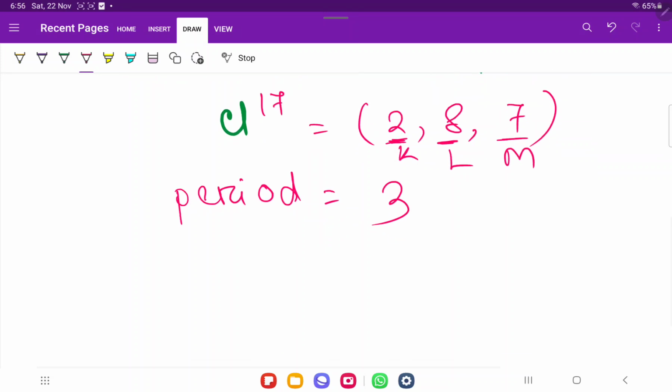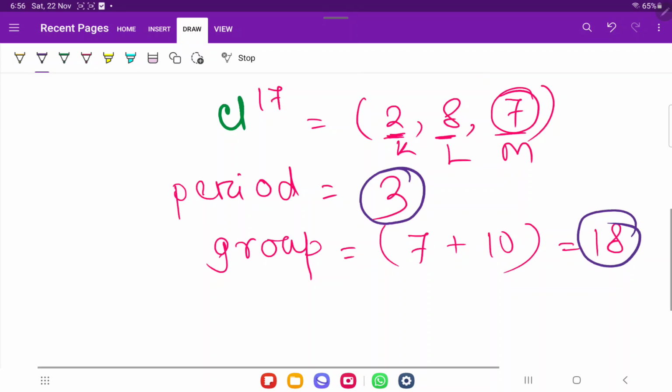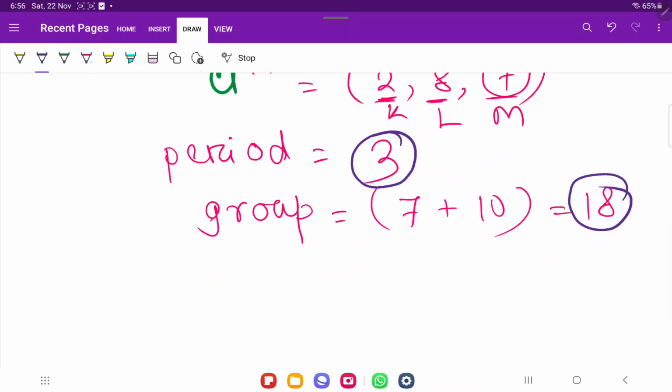Now we want to see in which group it is present. We take the number of electrons in the outermost orbital, here it is 7, and add 10, which gives 18. So chlorine is present in period 3 and group 18. Now we'll see whether this works for everything or not.